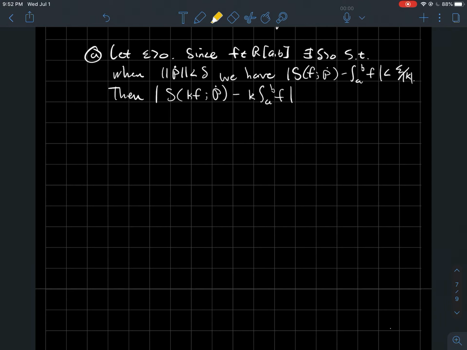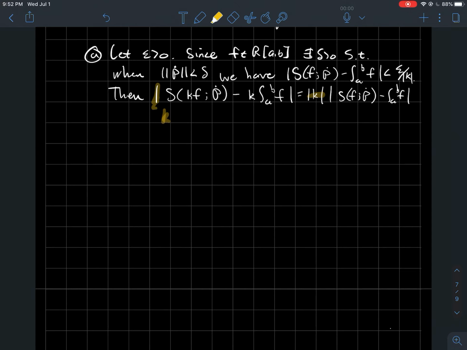And so what I want to think about then is, well, I want to look at this difference right here. Remember, this is the Riemann sum for kf minus k times the integral of f. And I want to show that this thing is less than epsilon. Well, what can I do? By our little fact above, I know that this k should just be able to come outside. And similarly, here's that k that's outside. Well, that's pretty cool. So we should be able to factor k out of the whole thing. And in fact, it should be factoring absolute value of k out of the whole thing. So k is allowed to be negative.